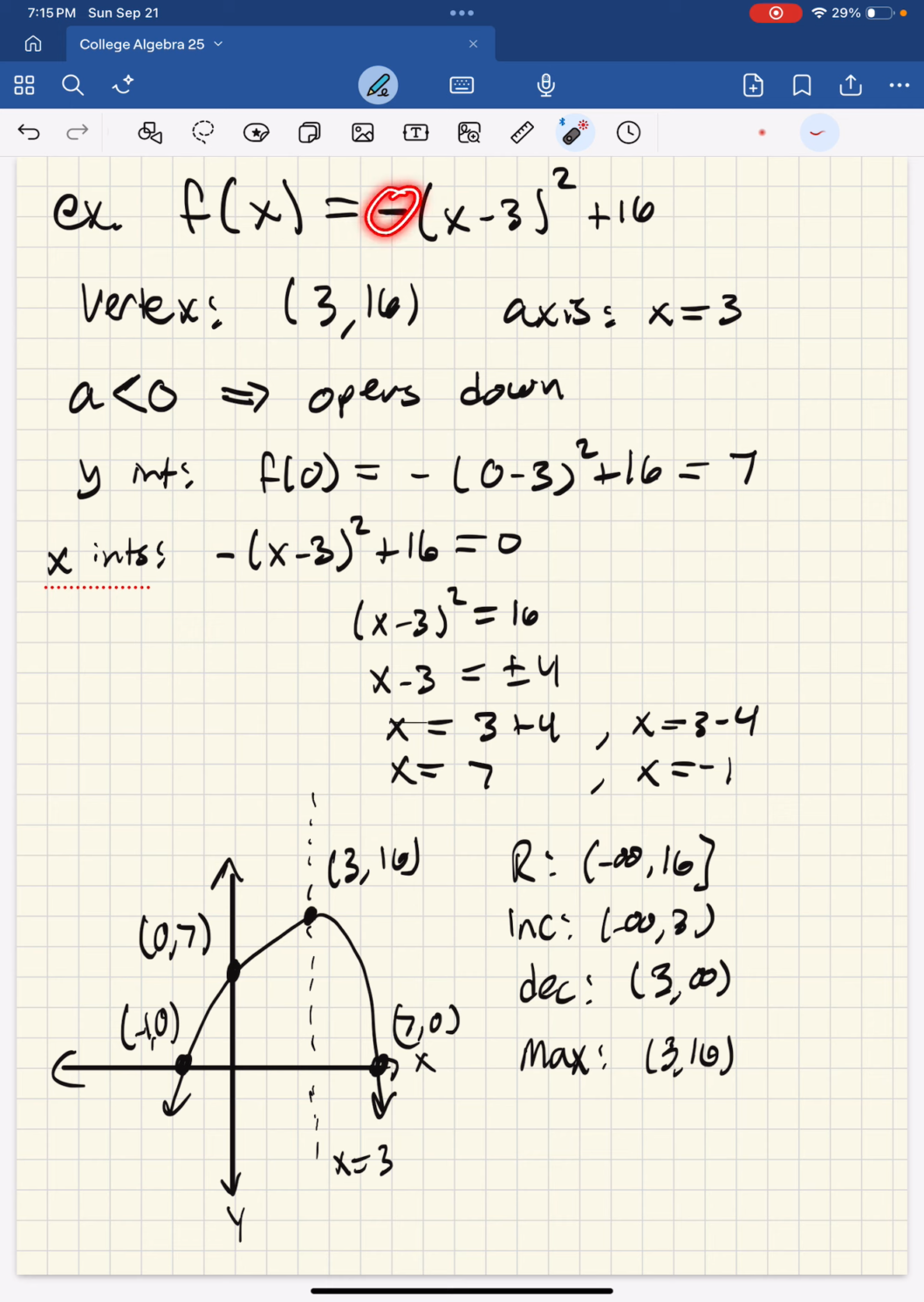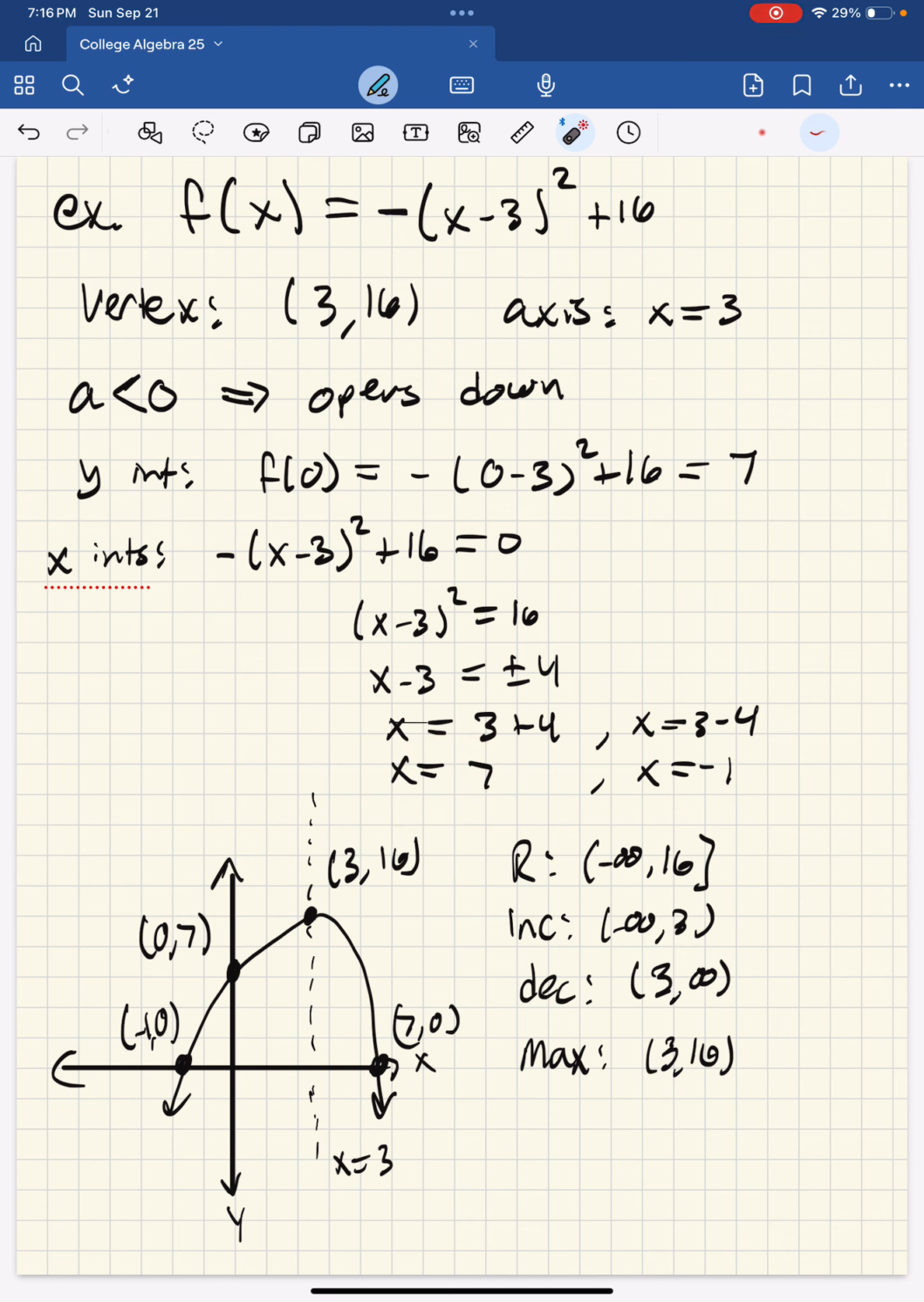Now the leading coefficient is negative 1, so it's negative. That means the parabola is going to open down. The y-intercept is f of 0, so plug in 0 for x and we get 7. And for the x-intercepts, we can use the square root property to solve for x. So we end up with x equals 7 and x equals negative 1.